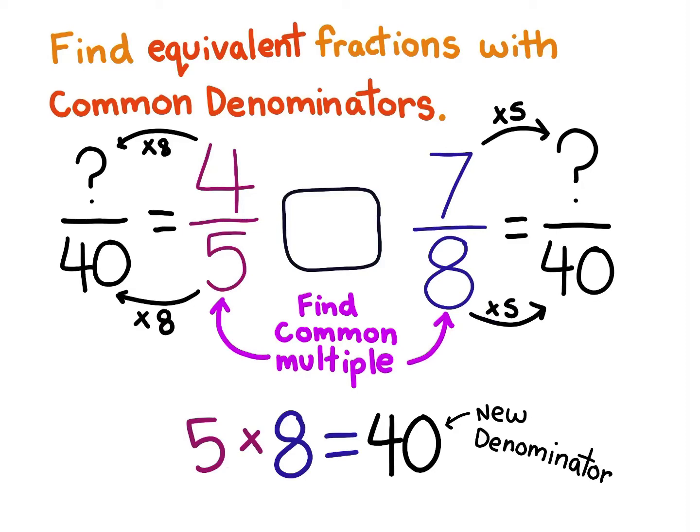Let's look at 7/8. To get from our denominator of 8 to our denominator of 40, we must multiply by 5. Therefore, we need to multiply our numerator of 7 times 5. This gives us 32/40, which is equivalent to 4/5, and 35/40, which is equivalent to 7/8. Now that we have common denominators in our fractions, we can compare them. 4/5 is less than 7/8.